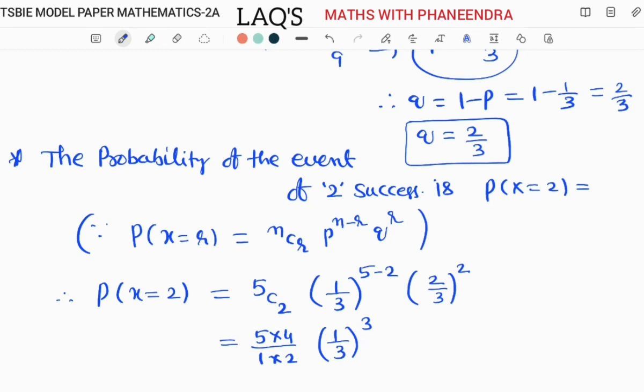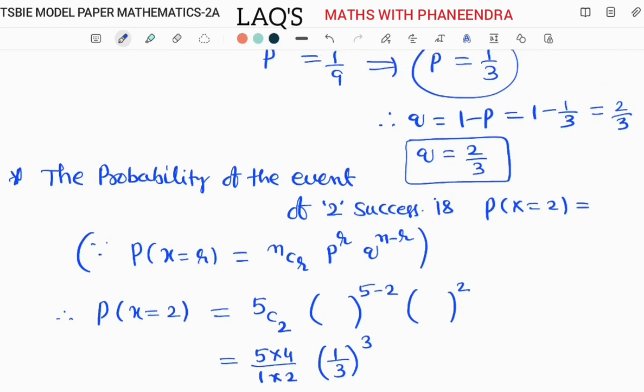So here students, I forgot. Dear students, here it is p power r, q power n minus r. Sorry, so based on that it will change. So p value is 1 by 3, and r value is 2, so 1 by 3 whole square. Here also, 2 by 3 whole power n minus r, n means 5 minus 2, so 2 by 3 whole power 3.